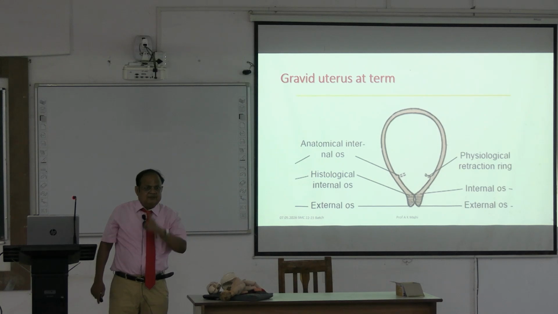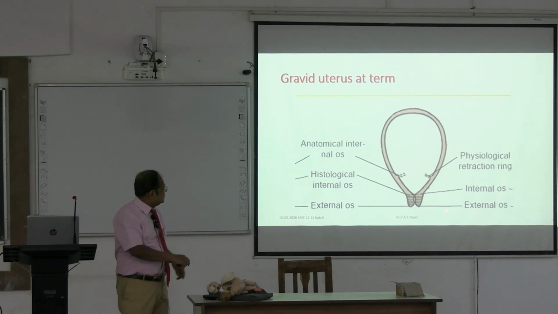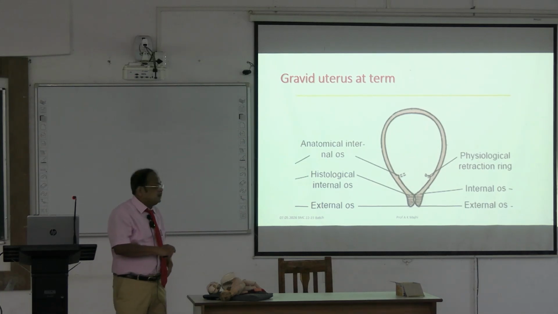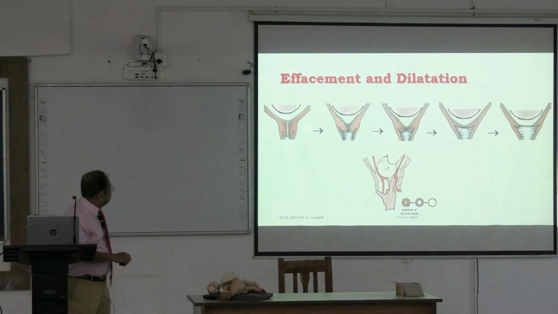Here, a woman died of obstructed labor. There is a ring outside the uterus. That is called the pathological retraction ring. The pathological retraction ring will be palpable from the outside, but the physiological one is not palpable. I am showing it also. That is a beautiful picture.